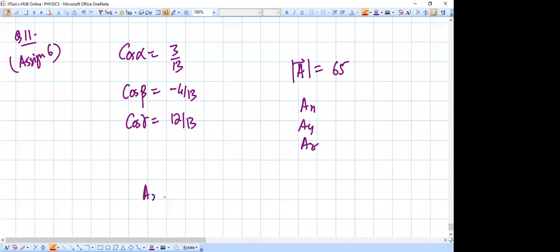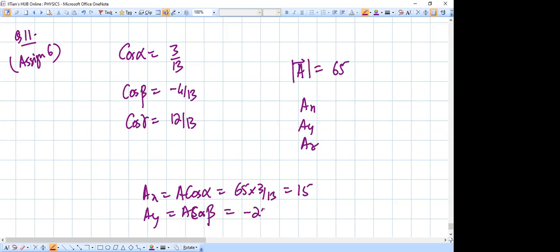So ax is magnitude of A into cos alpha. So 65 into 3 by 13, that is 15. Similarly, ay will become A cos beta, so here it will become minus 20. And az will become A cos gamma, so it will become 60. So the vector A will be 15 i cap minus 20 j cap plus 60 k cap.